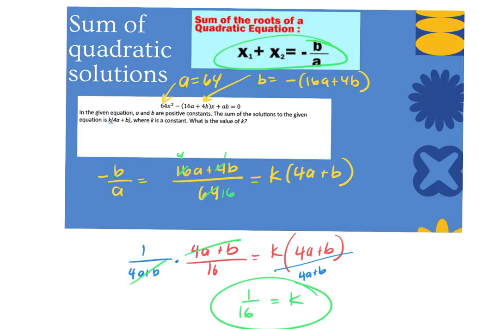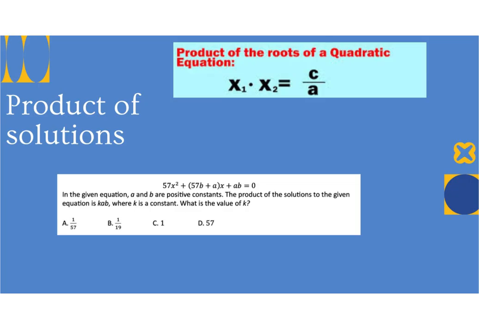And then there's another trick for the product of the quadratic solutions, and that's c over a. So for me, product has a c in the word. So I remember that's the one with c, and sum does not, okay? So the product is the c over a. If you have that, then everything else is almost exactly the same. The a in this function is 57. The b in this function, well, I don't even need the b. The c in this function is ab. And this time it says the product of the solutions is KAB.